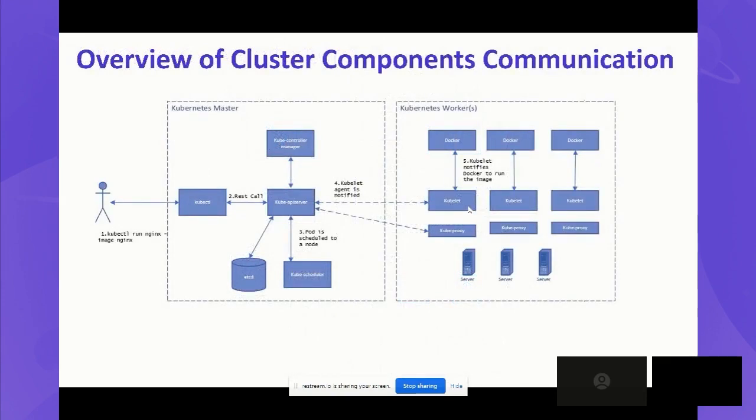So this is like a high-level sequence diagram, if you will. Let's say we are going to run an Nginx image. This kubectl will be outside. It's a client, so that makes a call to the API server on the platform. A pod gets scheduled through the kube scheduler. And then you have these kubelets running on the worker nodes. They get notified, and then the kubelets notify Docker to run those images. So that's pretty much the high-level sequence of events which happen.